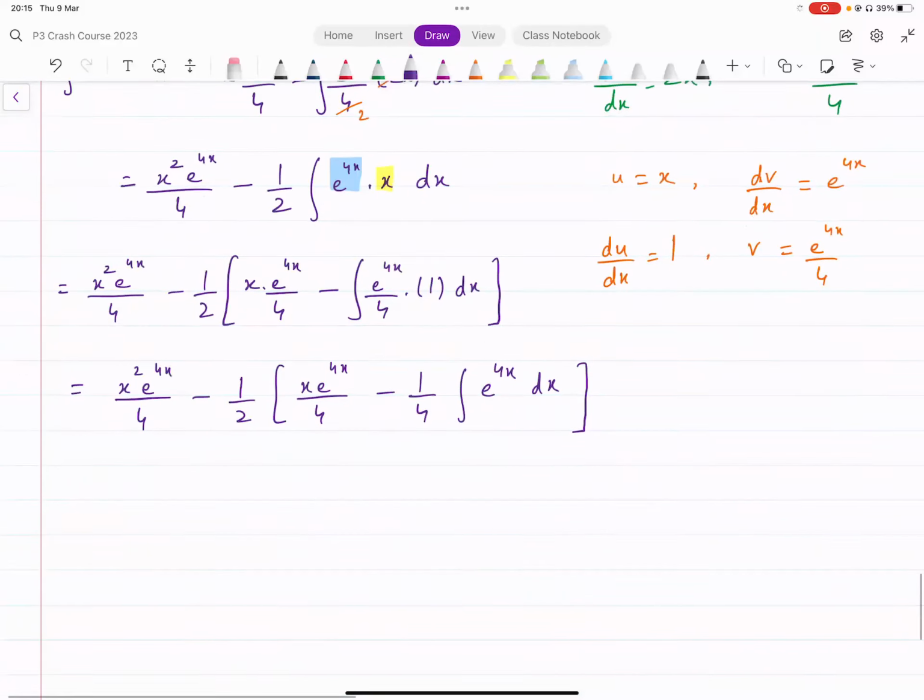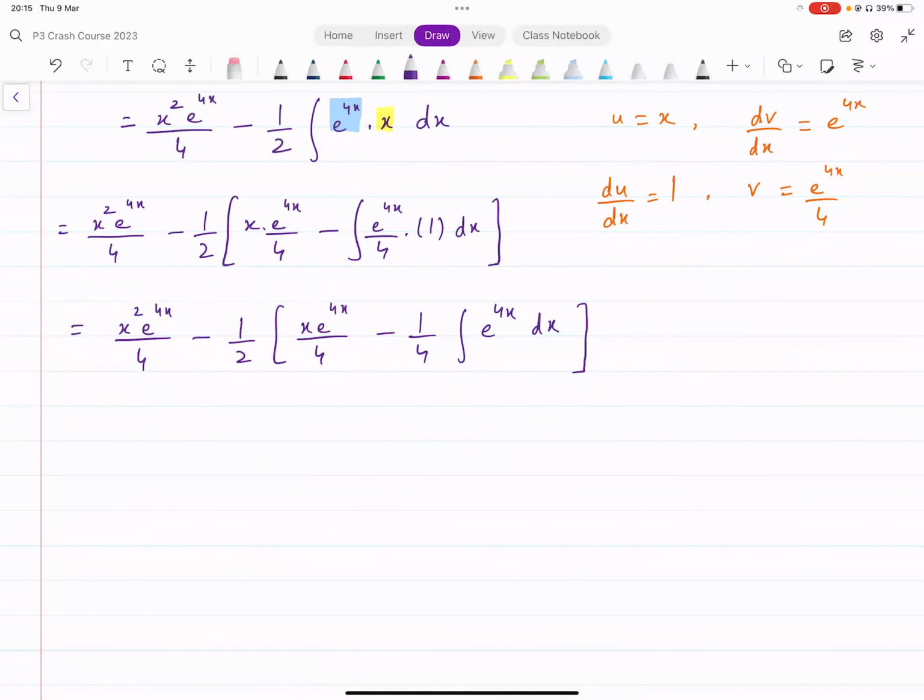You can integrate this directly. What's the integral of e power 4x? The integral of e power 4x would just be e power 4x divided by 4. That's the integration that you have for this now. So 1 over 4 remains as it is. The integral of e power 4x is e power 4x divided by 4. And that completes your integration.